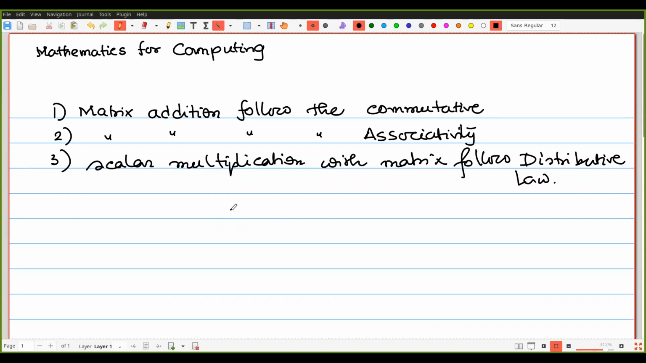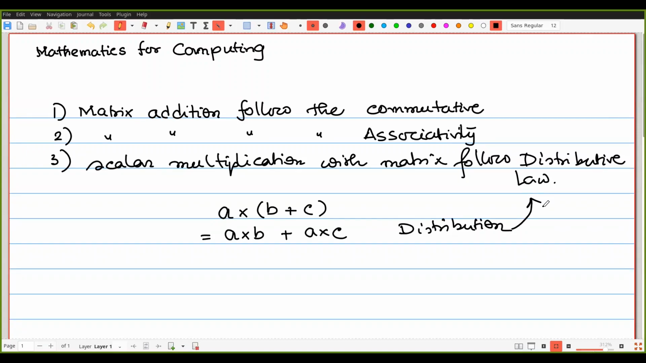Suppose we have three numbers. A is a number multiplied into B plus C. When we multiply it, at first we are not adding it, so we may write A into B plus A into C. That means A is distributing among B and C. That's why that distribution is occurring, and we call it the distributive law. That is also happening with scalar multiplication. That is the case of the normal number system.